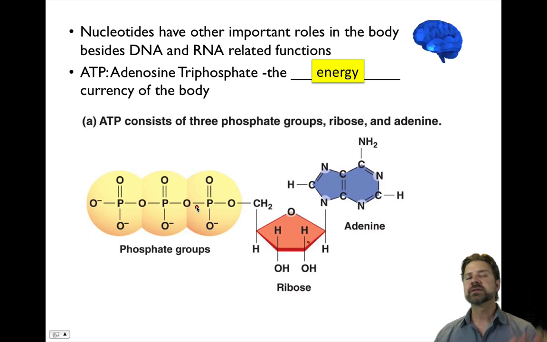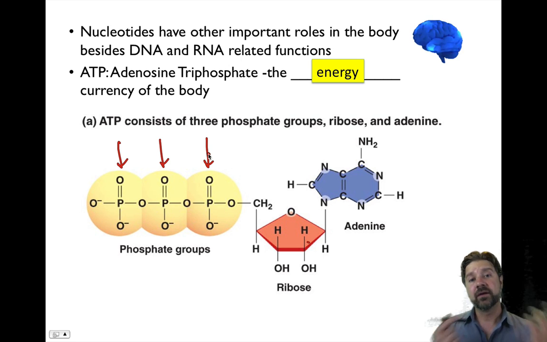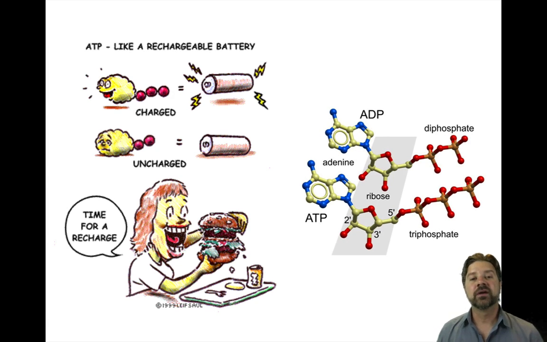This works kind of like a little battery, and what you get to spend from an ATP molecule are these phosphate groups right there. As you spend them, you create energy inside of a cell with a chemical reaction. So very simply, you can think of ATP like a rechargeable battery, whereas if you spend the phosphates from that chain on the end of the molecule, you'll go from a charged state to an uncharged state.